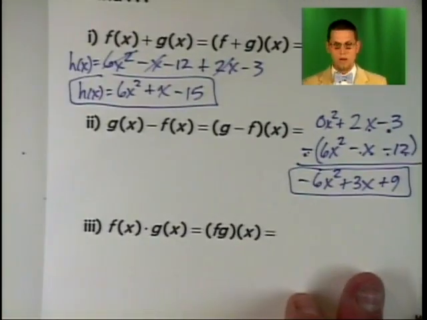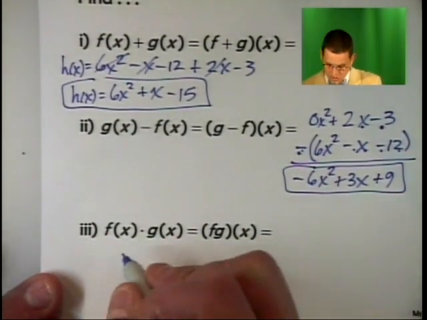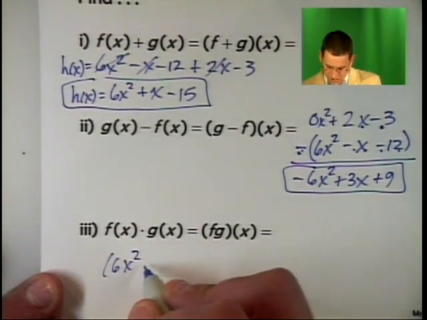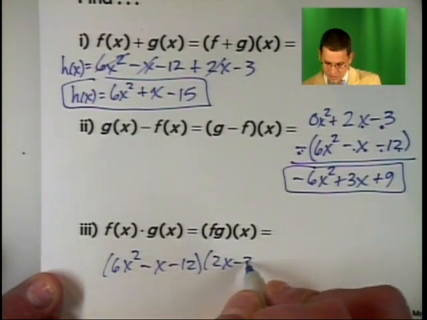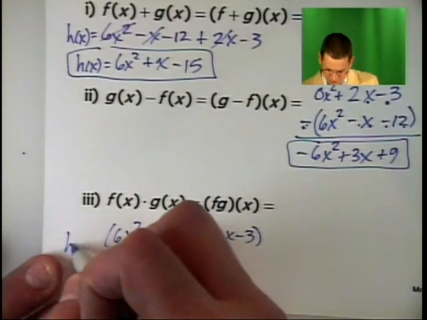Okay? One last one, and we're going to take a quick break here, is multiplication. F of x times g of x. This is multiplication. You carefully want to write down your functions. There's f of x times g of x, which is 2x minus 3. Now, if you want to stop there, that's fine. Technically, that's a brand new function.